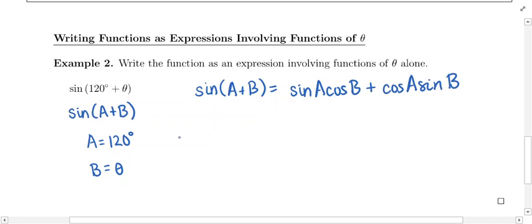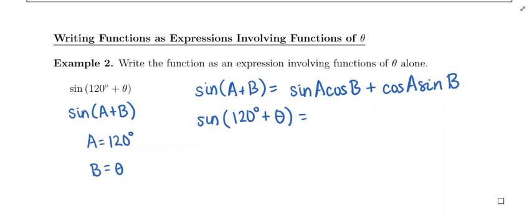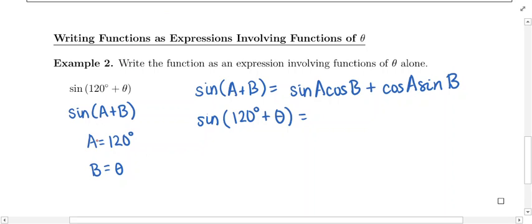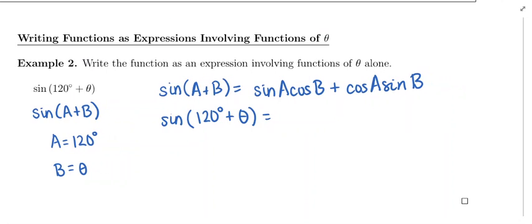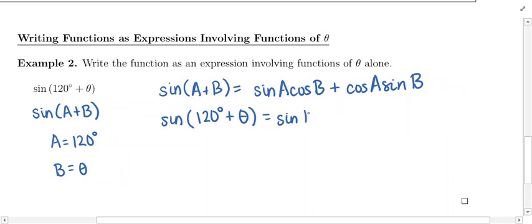I'm going to apply this, but like I said, if you line up this left-hand side with the sine of 120 degrees plus theta, we're going to make the substitutions that we just talked about. We're going to substitute A equals 120 degrees and B equals theta. So this is going to be the sine of 120 degrees times the cosine of theta plus the cosine of 120 degrees times the sine of theta. In a sense, we've used this identity to distribute or expand this expression.